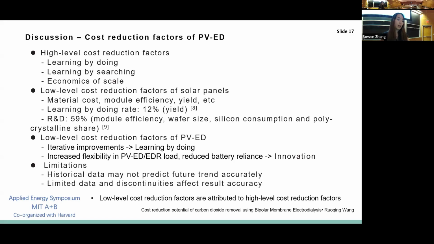But in this model, there are some limitations, such as we use historical data, which means it cannot guarantee the future trend will follow the same pattern. And also the limited data and discontinuity could affect the result accuracy.